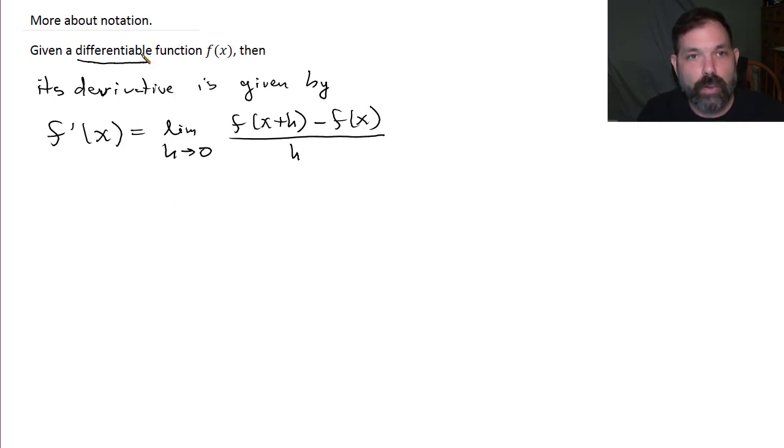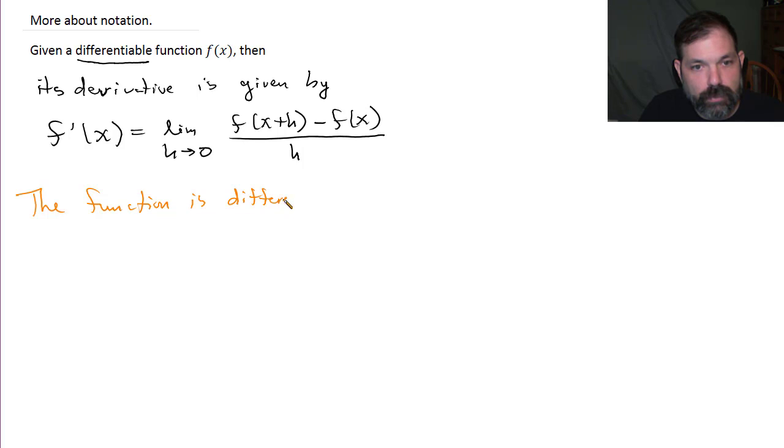Now, what does it mean to be differentiable? Well, it's differentiable if this limit exists, right? So the function is differentiable for all x if this limit exists.